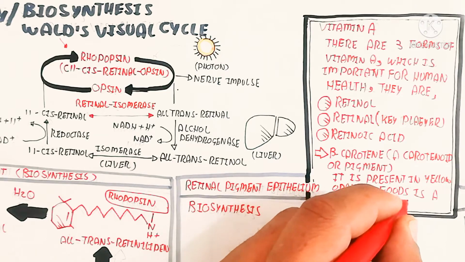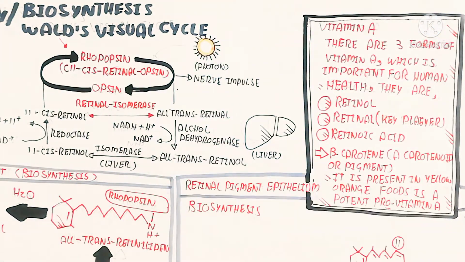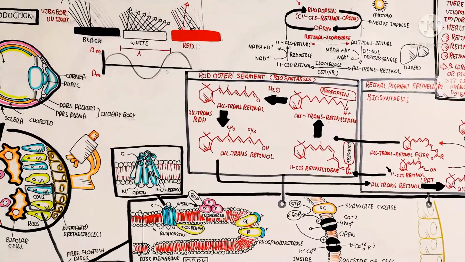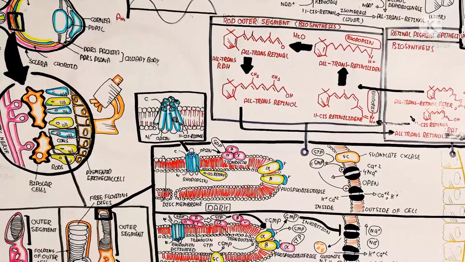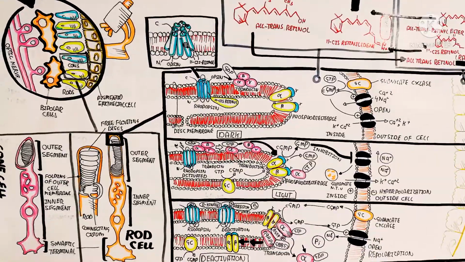So that is all about the function of vitamin A as well as the light transduction pathway. I hope you make sense of the light transduction pathway and biosynthesis as the Wald's visual cycle. Thanks for watching.